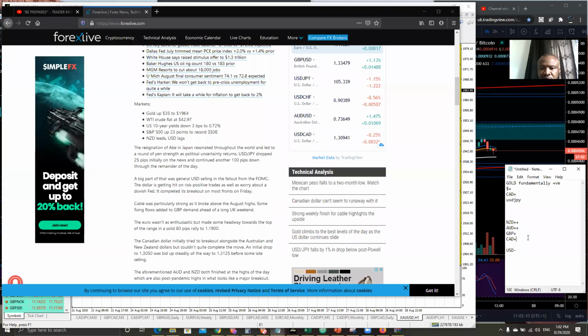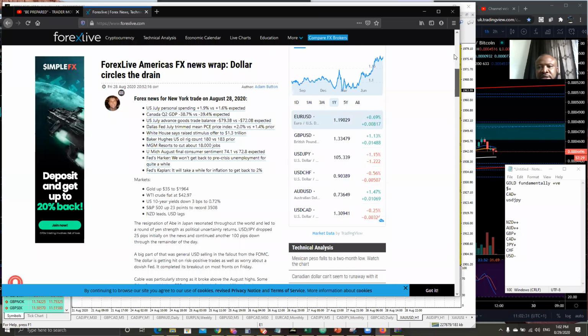Plus, yen, 5 basis point plus. So the particular currency that's most likely suffering will be the dollar. Potentially maybe the Swiss is slightly weak. All right, so we have a bit of a snapshot of what the market is saying.